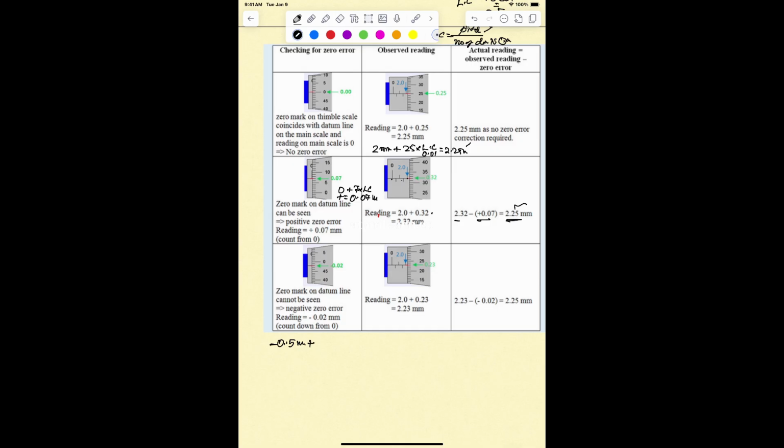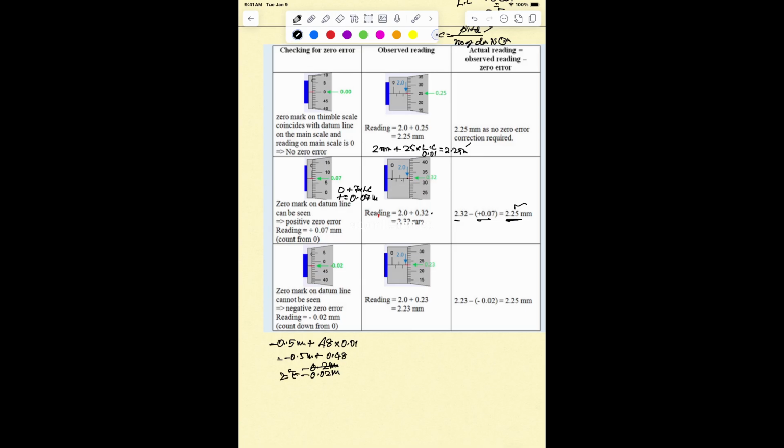Then which division is coinciding? In this case, the 48th division is coinciding. 48 division. And then what is the least count? 0.01 mm. Therefore, it is minus 0.5 mm plus 0.48. This is minus 0.02 mm. Okay, therefore this is the zero error, which is negative 0.02 mm.